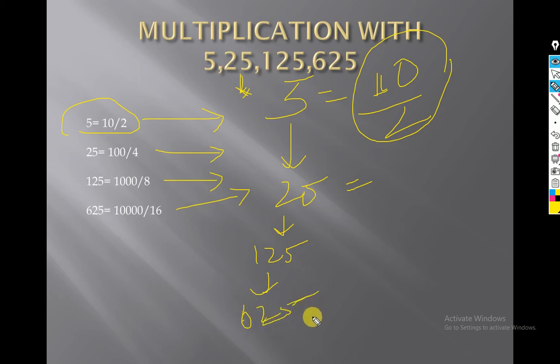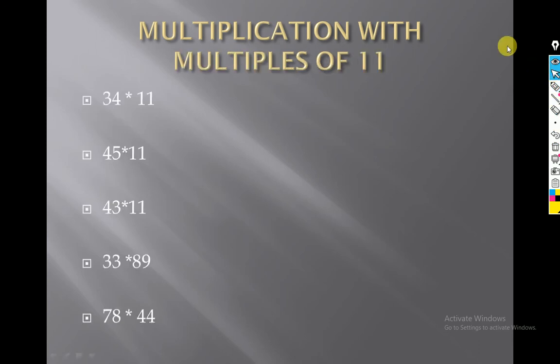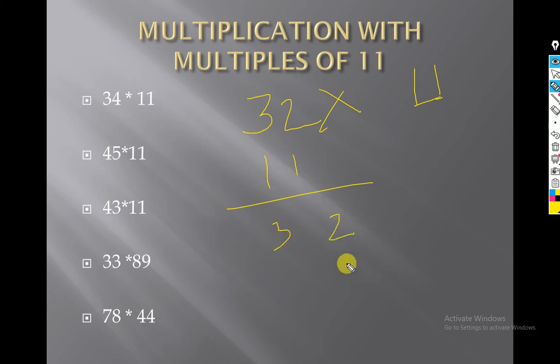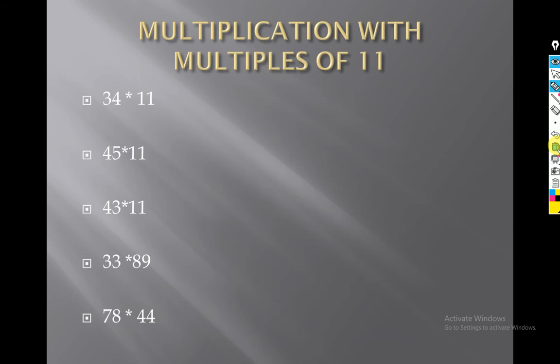Alright, so this was the first trick, and the second trick of the day is multiplication with 11. Let's suppose I'm multiplying 32 into 11. In our childhood days we used to do it like this: 2 ones are 2, 3 ones are 3, then we put a cross, and it used to give us 352. The answer will never change, but the procedure will change.